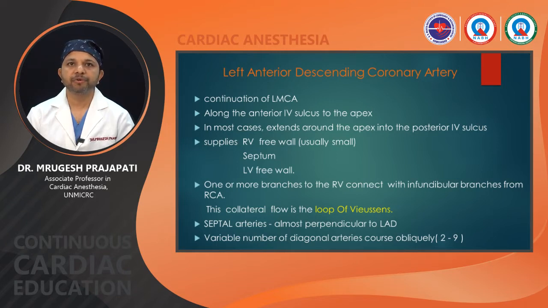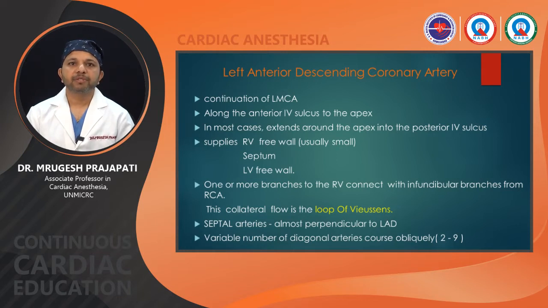So it is basically a continuation of the LMCA, and it runs along the anterior interventricular sulcus to the apex. In most cases it extends around the apex into the posterior IV sulcus, and it provides blood supply to the apex of the LV and the RV both. It supplies the left ventricular free wall, the septum and the RV free wall, but only a small part of the RV. One or more branches to the RV connect with the infundibular branches from the right coronary artery, and this coronary flow is known as the loop of Vieussens.